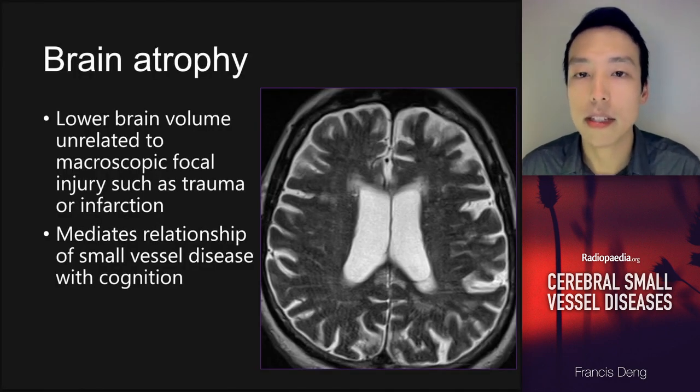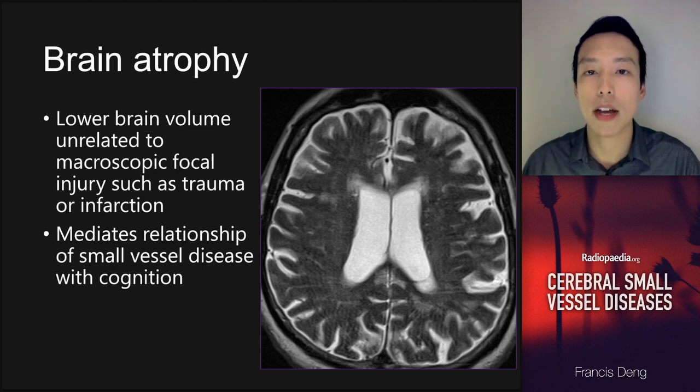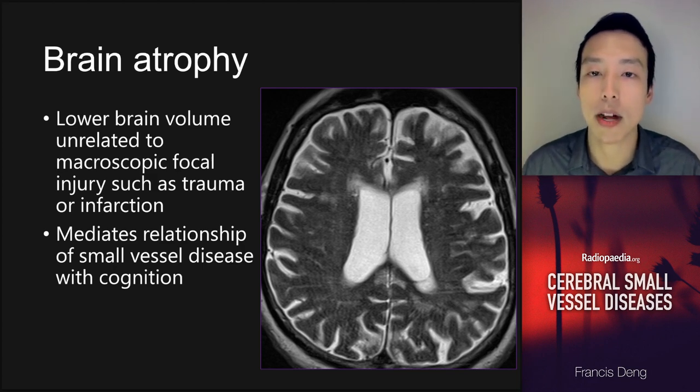Now, I want to end this section by stating one more marker of small vessel disease that the STRIVE working group wanted to highlight, and that is brain atrophy. They define brain atrophy as lower brain volume unrelated to a macroscopic focal injury such as trauma or an infarct. So in other words, this is a generalized parenchymal volume loss process.